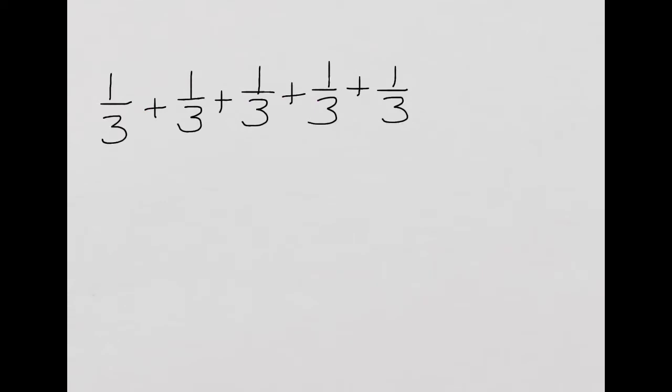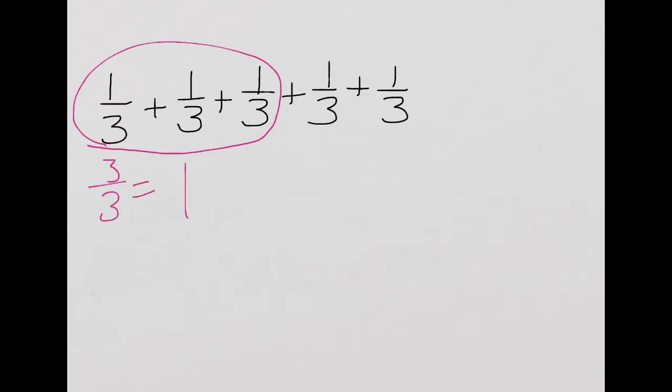Here we have another chain of unit fractions. Can we make a whole here? Yes, we can. We need 3/3 to make one whole. So we're going to circle those 3/3, and you can see that 3/3 equals one whole. Then we need to look and see, what do we have left over? How many thirds do we have left? Well, we have 2/3 left. So we bring down our 2/3, and we are left with a mixed number, 1 2/3. A mixed number is simply a mixture of a whole number and a fraction.